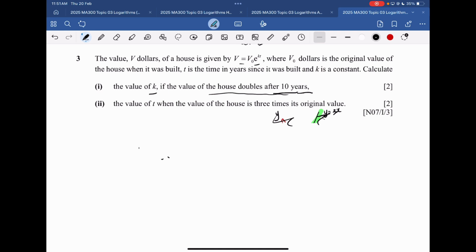You got back yours already? I gave you back yours. You marked already?